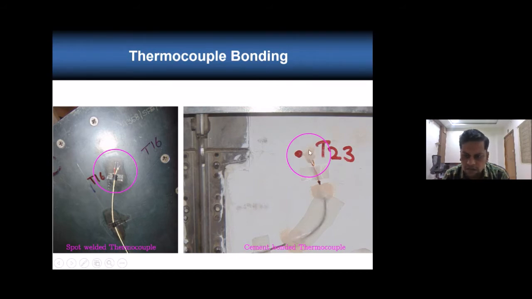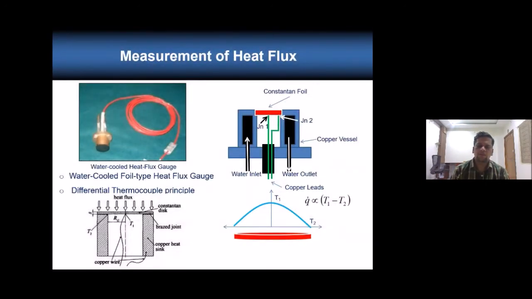So we cannot weld. We have to make a junction. Here we have to make the junction compulsorily. Here there is no need to make one, or we can make it also, because here continuity is there. Here we may not get continuity if we don't make a junction. So the junction is made, and it is bonded with a cement. Cement is mainly ceramic based, which has high conductivity.